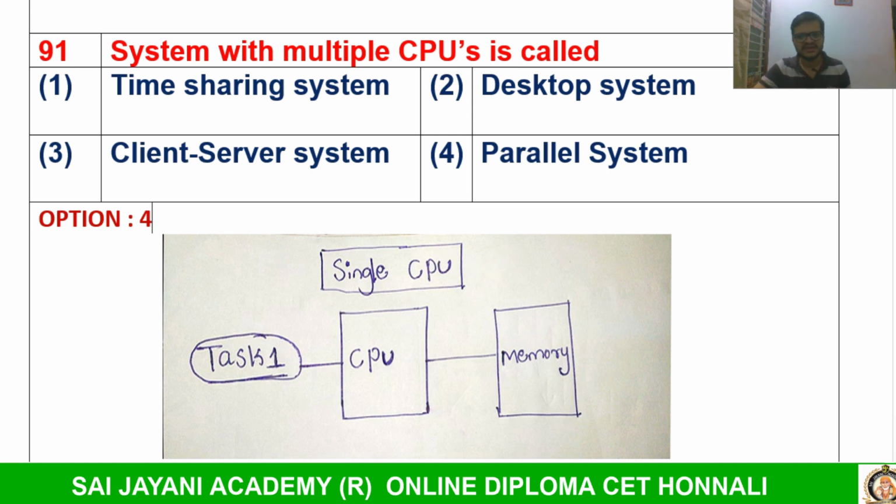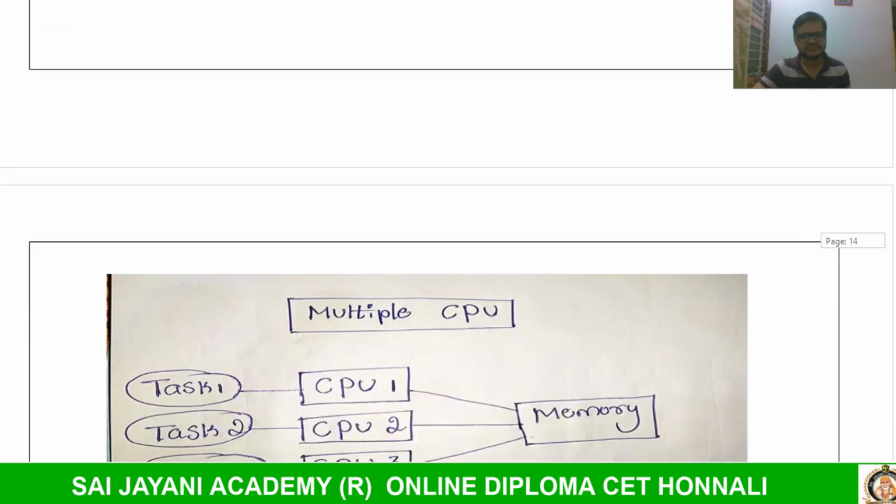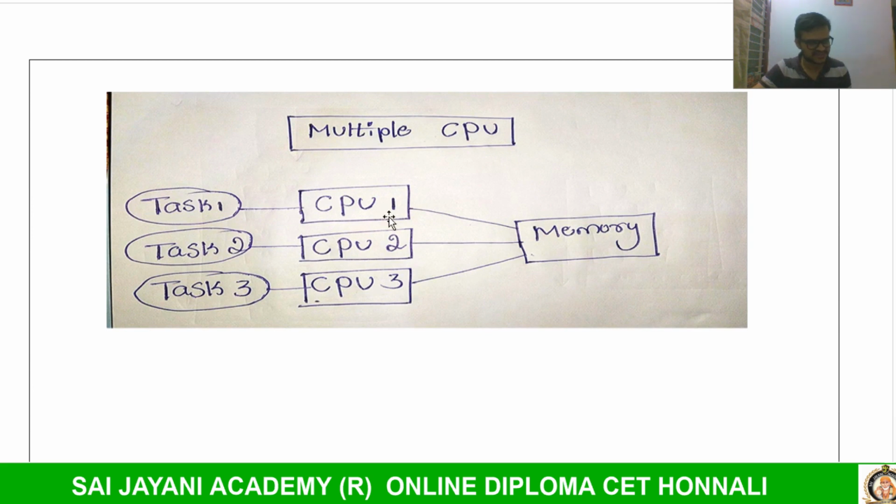Why? Because in a single CPU system, only a single CPU can take a single task at a time and performs the execution along with the memory. But in a multiple CPU system, multiple CPUs can take multiple tasks at a time and perform the execution along with the single memory. That memory is called the shared memory.